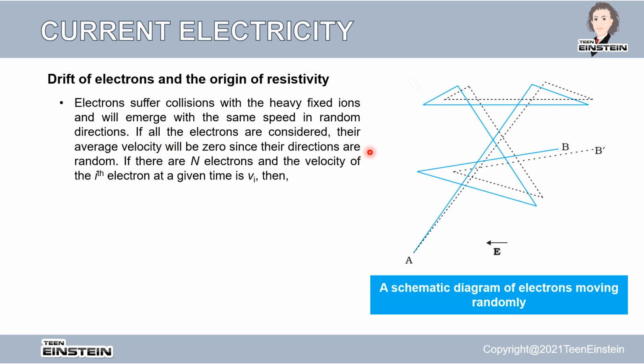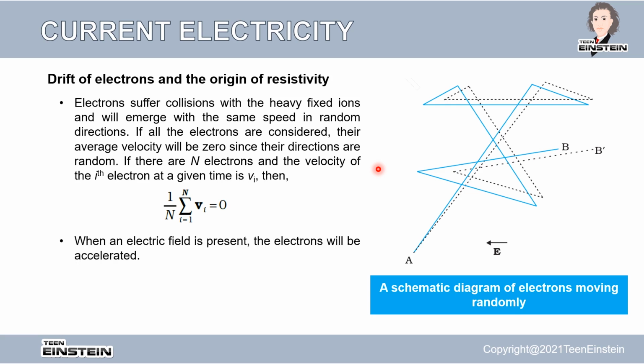If all the electrons are considered, their average velocity will be 0 since their directions are random. If there are n electrons and the velocity of the ith electron at a given time is vi, then the average of the velocity is going to be 0, because they make random collisions and keep changing direction, and they have the same speed every time they make a collision. So if you take the average, it's going to be 0.